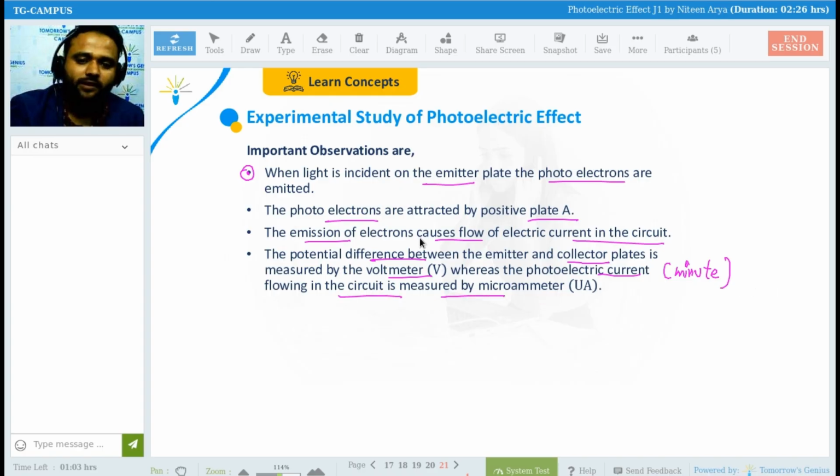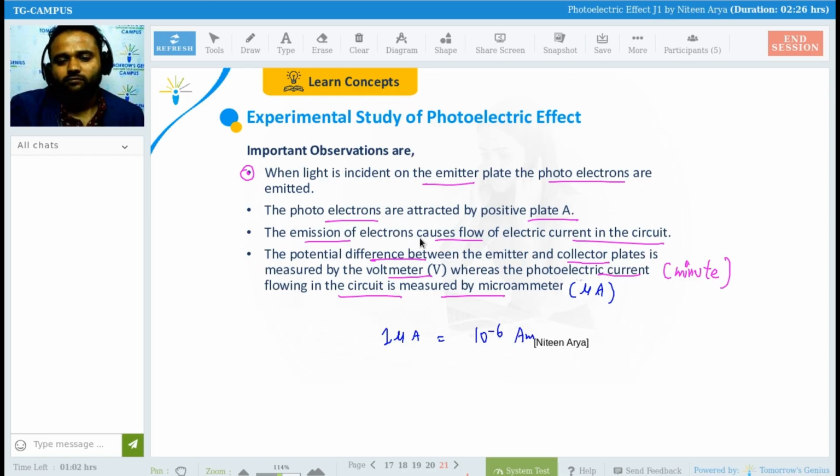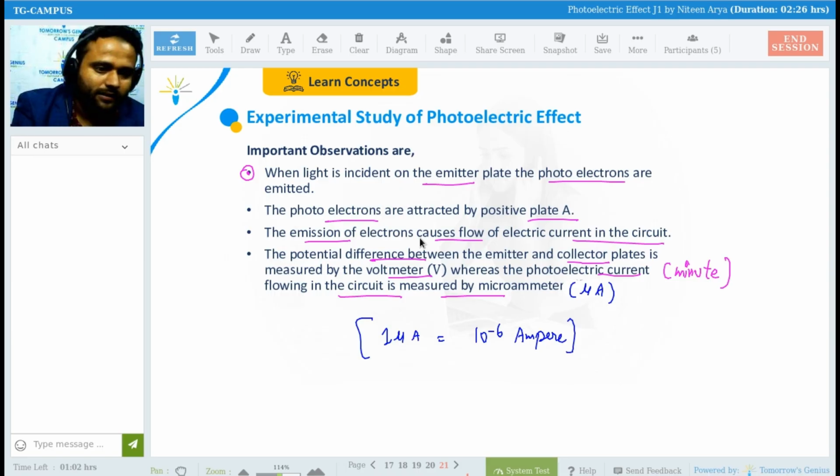Microammeter, basically the symbol is wrong here. As you know, micro means 10 to the power minus 6, so you are going to observe a very minimum current. Why so? Because 1 microampere is nothing but 10 to the power minus 6 ampere. We are talking about ampere, not ammeter. So that is the whole story. We already know it, but in a proper written manner, these are the important points from the experimental setup.